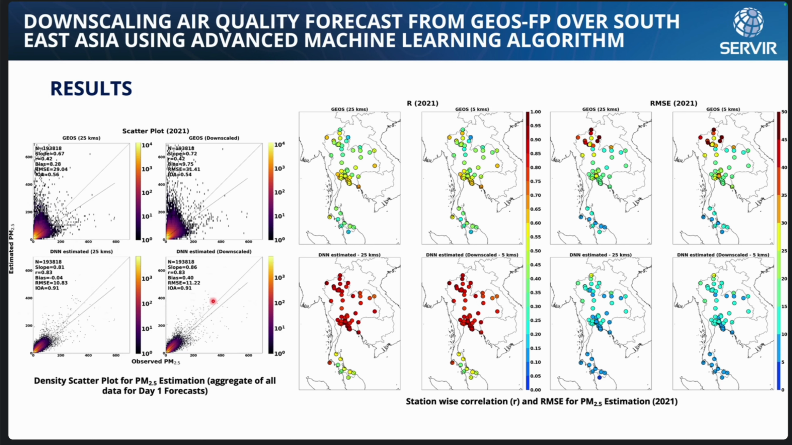In the middle panel, it's Pearson correlation at station locations for the ground measurements. We can clearly see that from the native 25 kilometer resolution to the 5 kilometer bias corrected resolution, the model was performing very well at each of the station locations. Similar goes for the root mean square error as well.